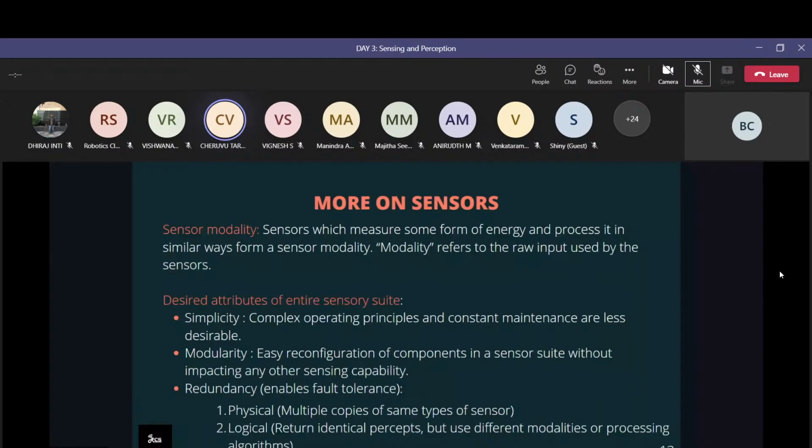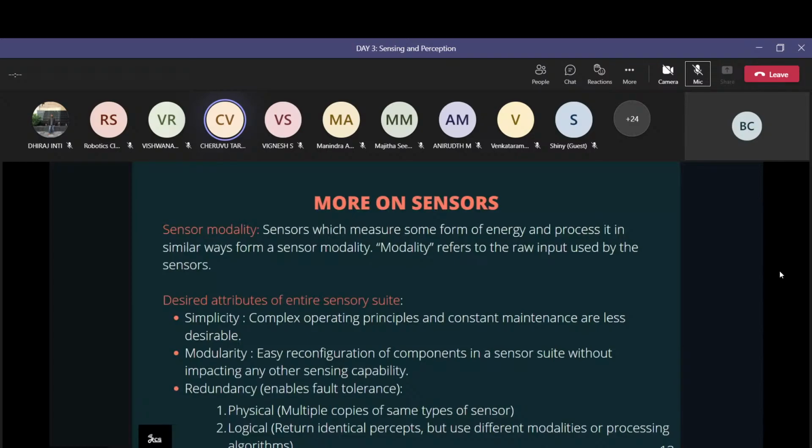Modality refers to the raw input used by the sensors, which means you have some form of energy, a raw input. That raw input is taken and processed without any modifications. That is called a sensor modality, which means the raw input is directly used for perception. You're not doing any external operations after you take the inputs.